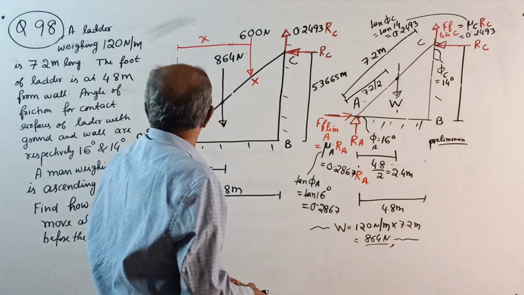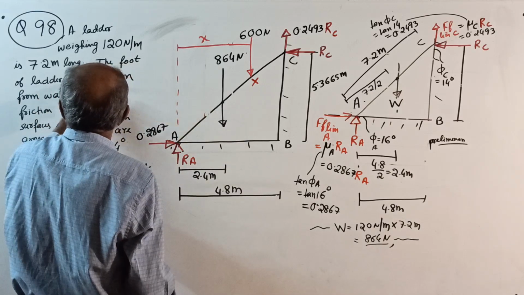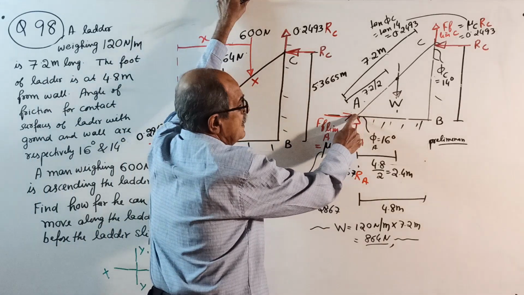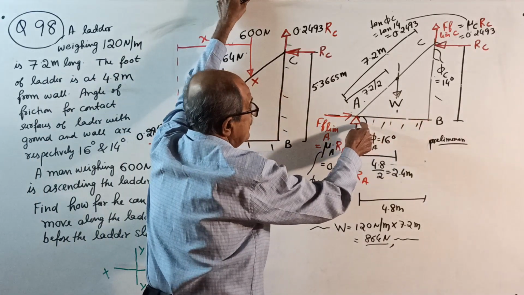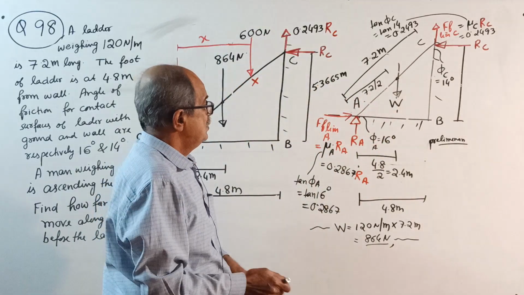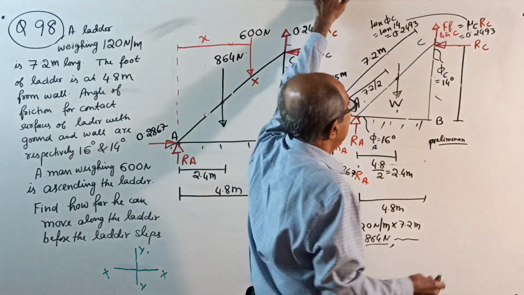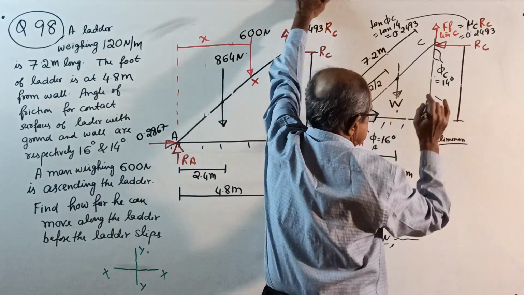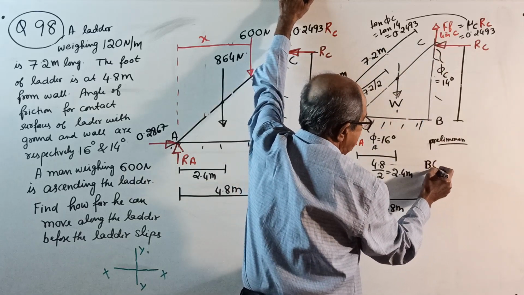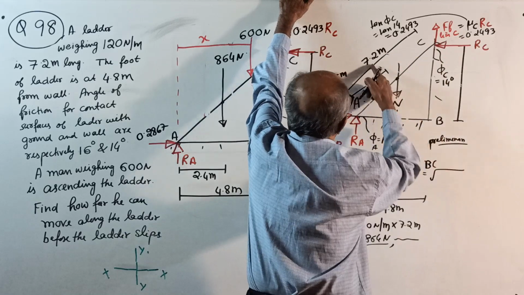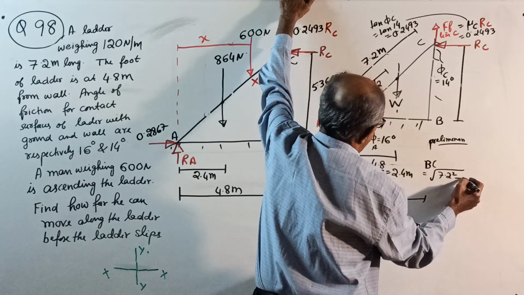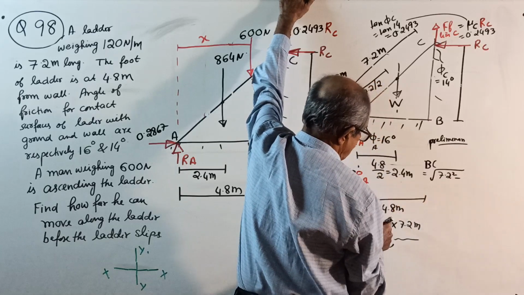Okay, then. The foot of the ladder is at 4.8 meter from the wall. See here, the foot, the bottom of the ladder is 4.8 meter from the wall. Now, the angle is not given. Therefore, you have to find the height. See, this height you have to find. What is the total height? Say BC. Total height BC equal to square root of 7.2 square minus 4.8 square.